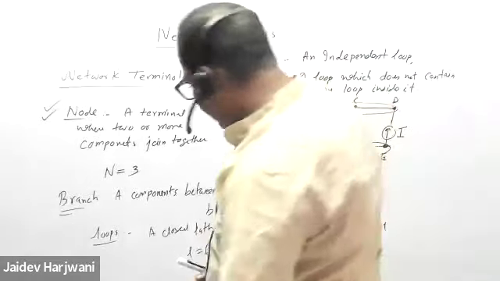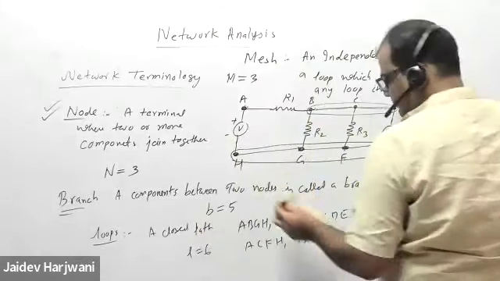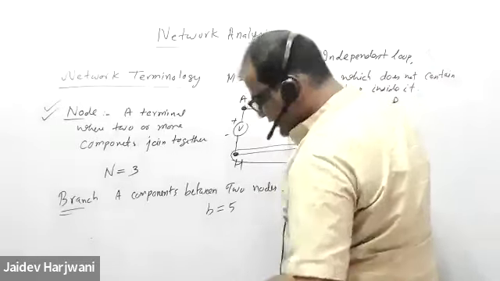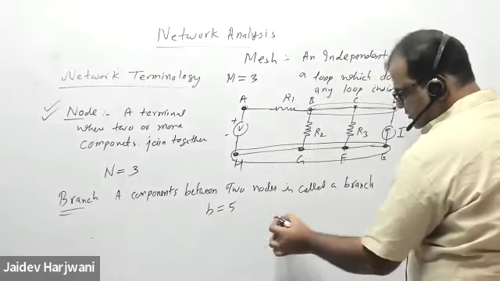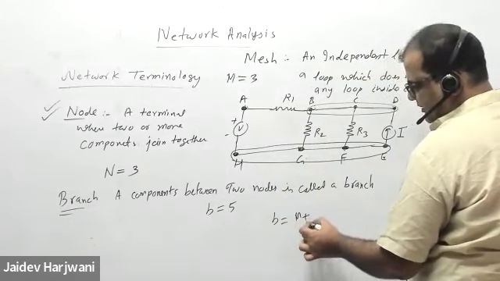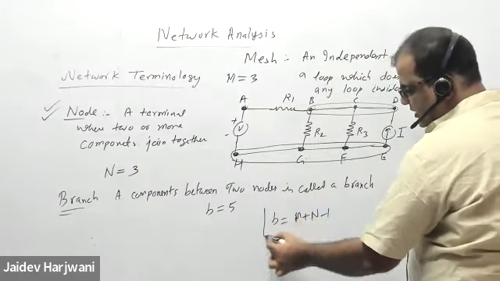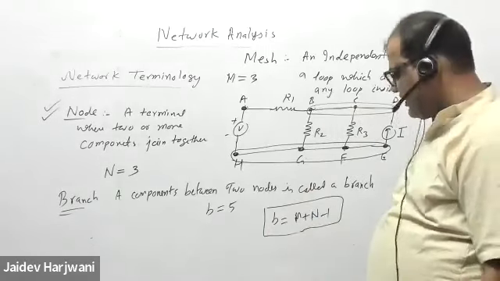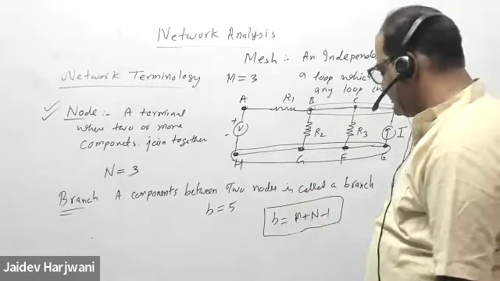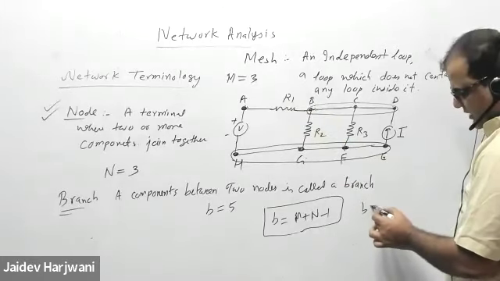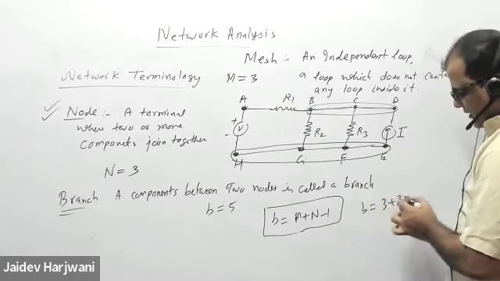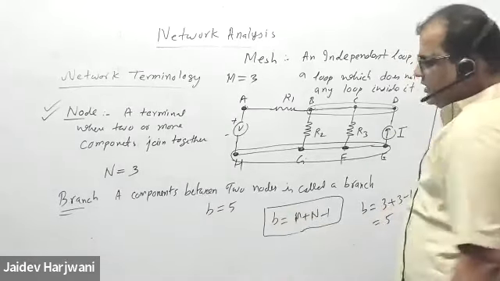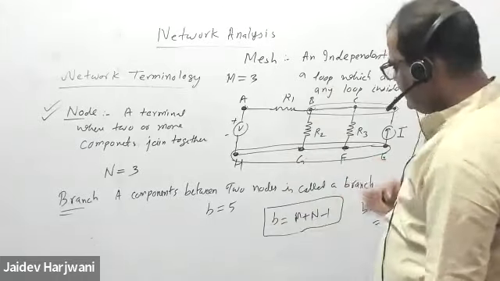Now there is an important relation between these numbers. Generally, if I want to find the branches B, then B equals M plus N minus 1. Any network, this relation holds true. If I know M and N, I can find how many branches are there. For example, in this given question, M is 3, N is 3, minus 1, so this gives me 5.